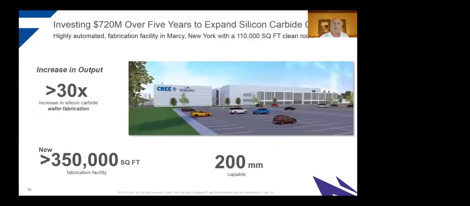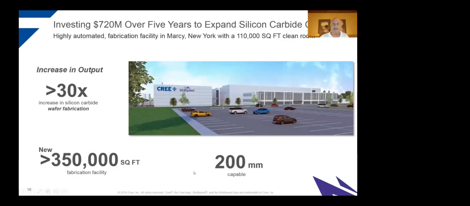A little bit more about the fab in Mohawk Valley. So we're investing $720 million over 5 years. Again, it'll be a highly automated fab facility in Marcy, New York, with 110,000 square feet of clean room. And the total fab facility is 350,000 square feet. And as I said, it will be 200 millimeter capable.